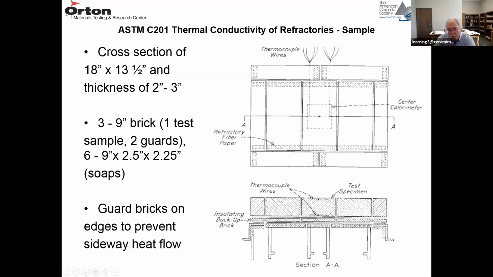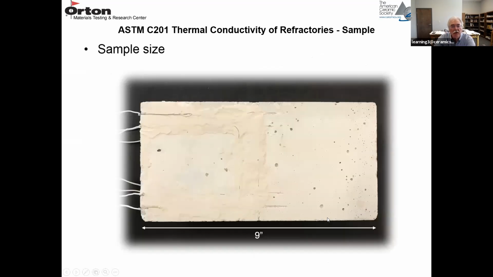Here's the test sample right in the middle, and these are the thermocouples on the cold face and the hot face. So we're simply measuring the heat flow with this calorimeter through the center brick. We know the thickness and we know the temperature gradient, so we can calculate the thermal conductivity. It's a pretty simple way of doing it.